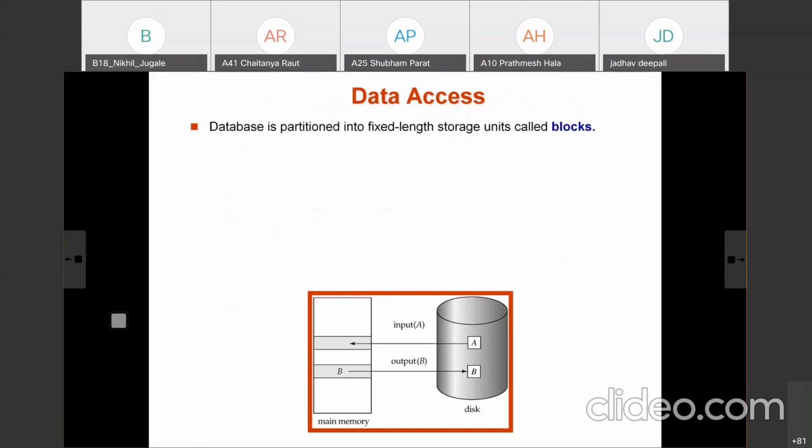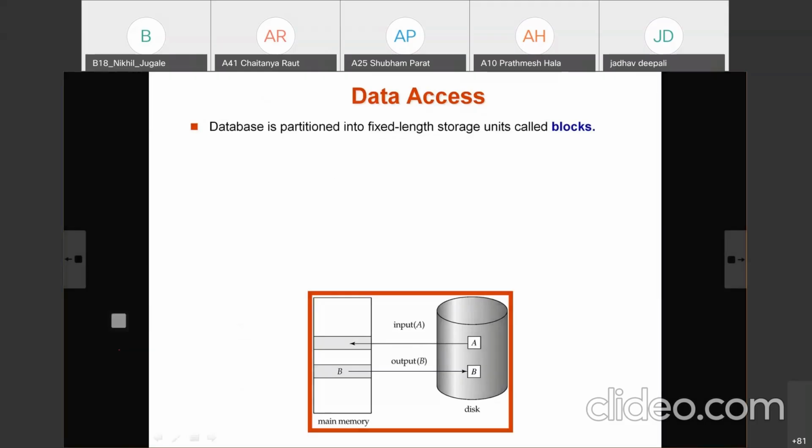Data access. This part we have already studied, but again we are going to see it in short. For data access in a database, we always see the definition of blocks: the database is partitioned into fixed-length storage units. We call each of these a block. If this is a database stored on the disk, then it is partitioned into blocks, say block A and block B.